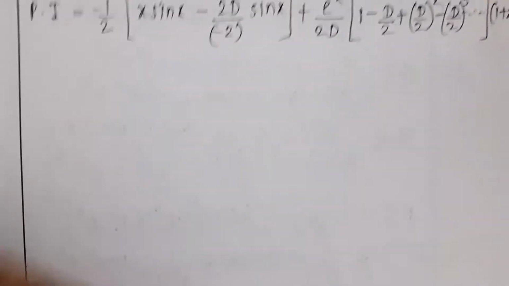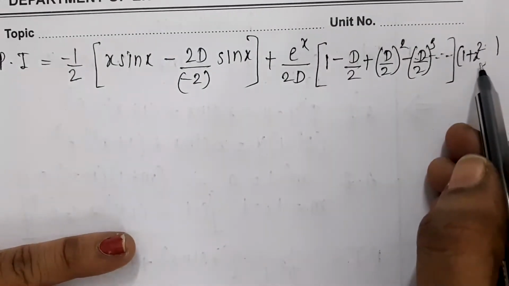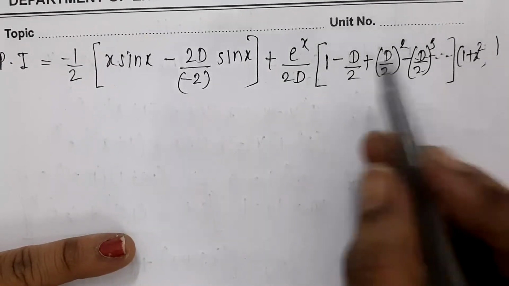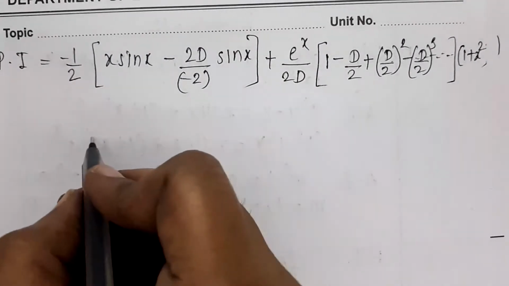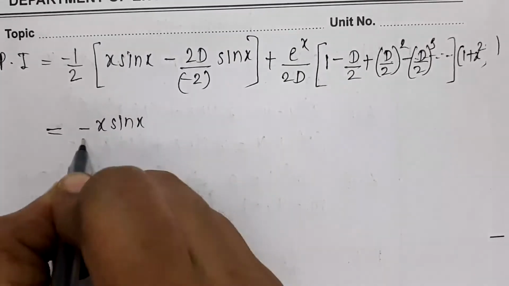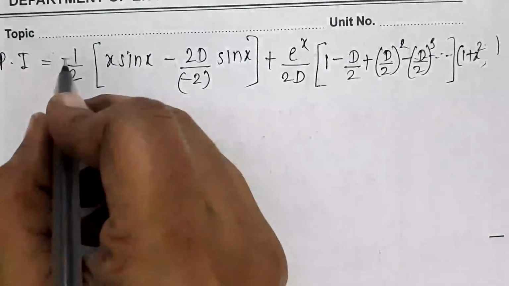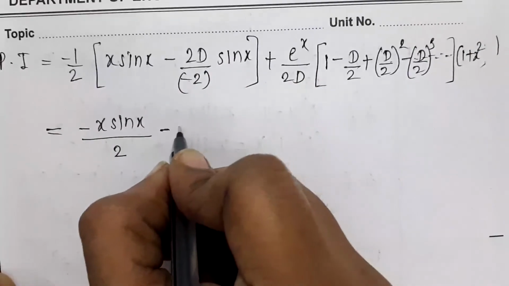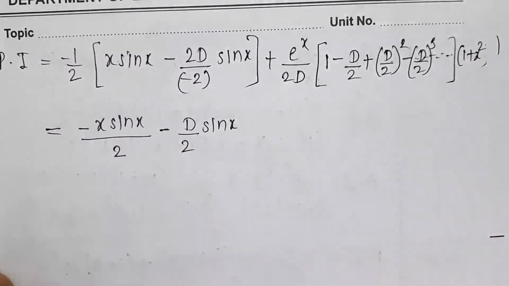Okay, now see here it is 1 minus D by 2. What is the polynomial order? Polynomial order is x square. X square means highest power is 2. So we want terms up to D to the power 2. So this is minus of 1 by 2 minus of x into sin x divided by 2. This minus plus with this minus becomes minus. 2 will get cancelled, 1 2 is remaining, so it is D by 2 multiplied by sin x.